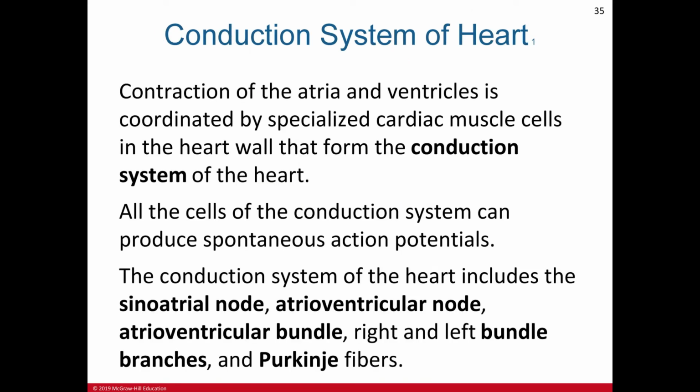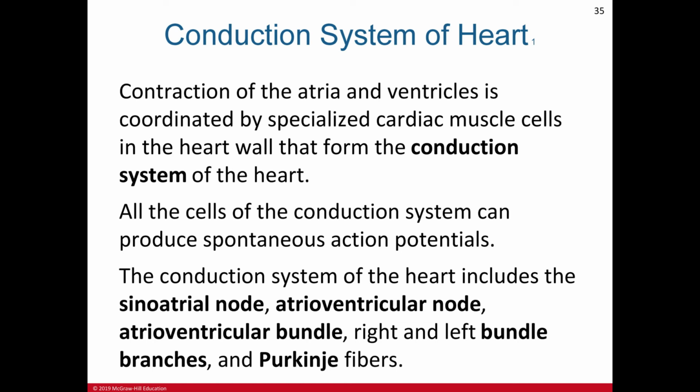So how does the conduction system of the heart work? So what is the conduction system? This is how the action potential flows inside the heart. The conduction system of the heart includes the sinoatrial node or the SA node, which is also called the pacemaker of the heart, the atrioventricular node, the atrioventricular bundle, the right and left bundle branches, and the Purkinje fibers.